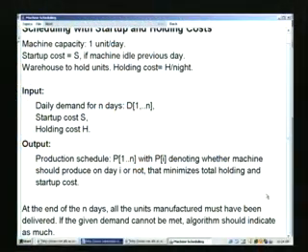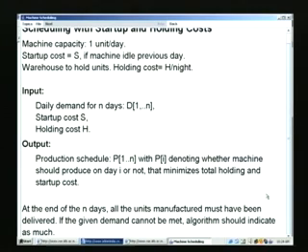So, the final requirement, which might be obvious perhaps, but let me state it nevertheless, is that at the end of n days, all the units that have been manufactured must have been delivered. So, we cannot be left with any inventory at the end of n days.